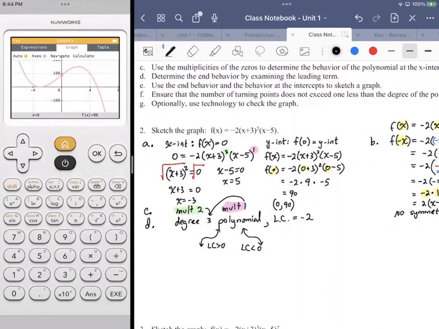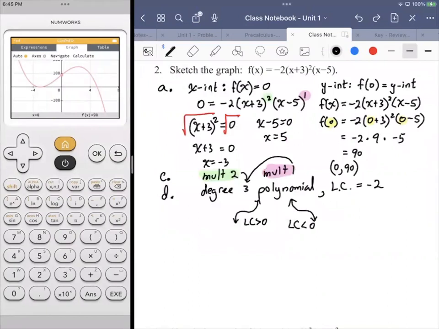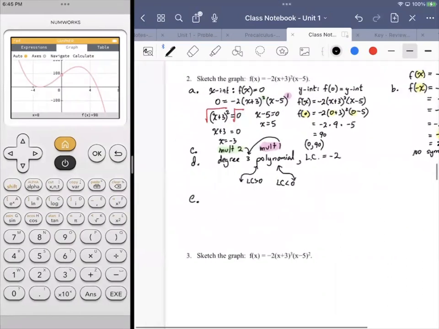The end behavior, we get that based off of this. And so in part E, when I say use the end behavior and the behavior of the intercepts to sketch a graph, yes, that's true, but also throw in your knowledge of symmetry and the location of the intercepts. So if I'm doing my sketch for E, okay, good.